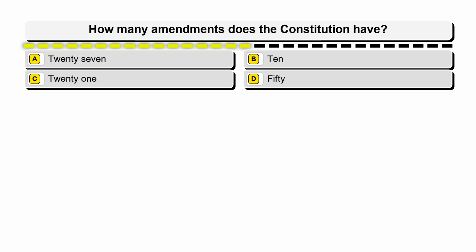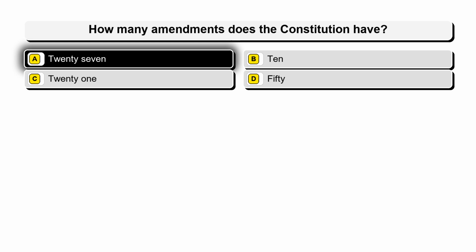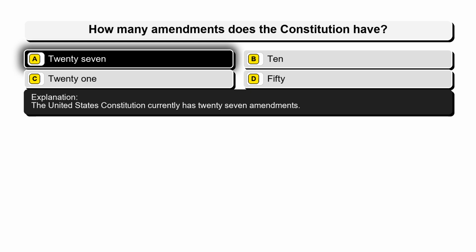Option A, 27. Option B, 10. Option C, 21. Option D, 50. The correct answer is option A, 27. The United States Constitution currently has 27 amendments.